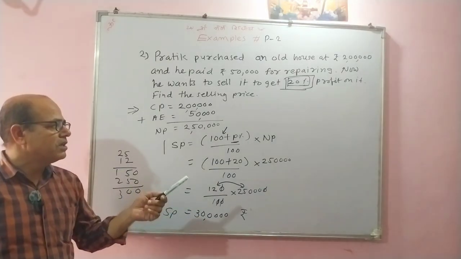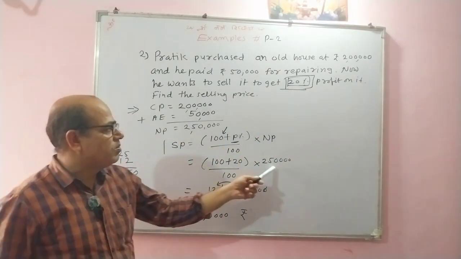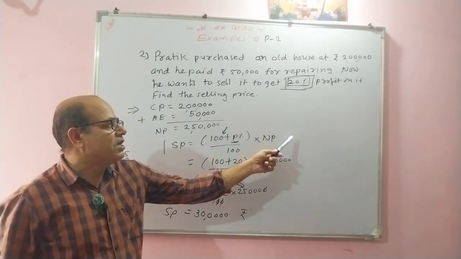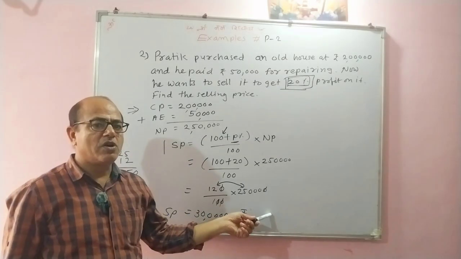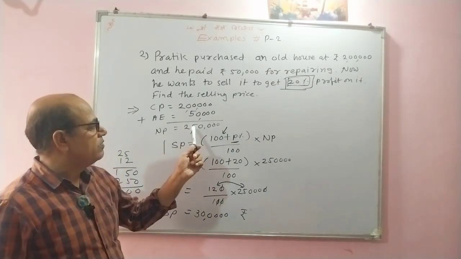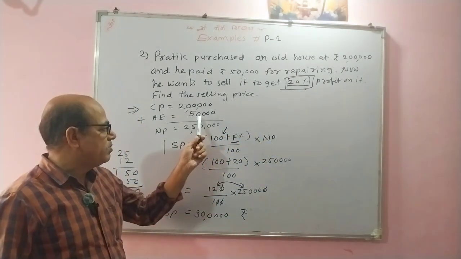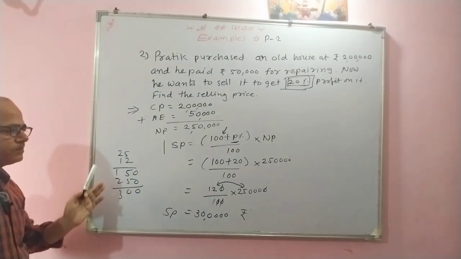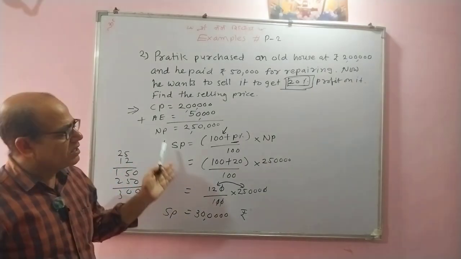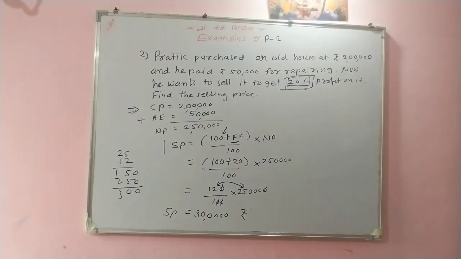You can do this sum by the long method: write 100 to 20, then 250 to how much, then you will get 50,000. Then you have to add, SP is equal to CP plus profit. So CP is 250,000 plus profit 50,000, that is 300,000. Then you will get the answer, 3 lakh. That is the long method, but here you can directly get the answer. Now we'll go for the next example.